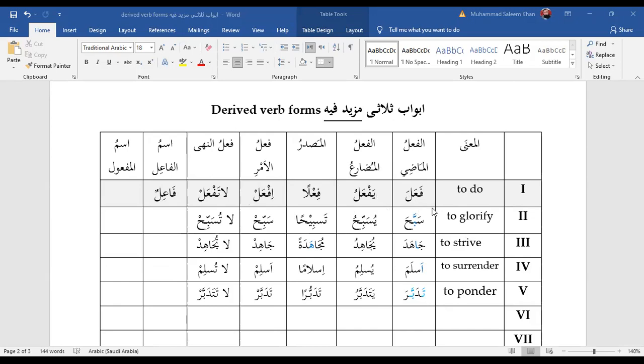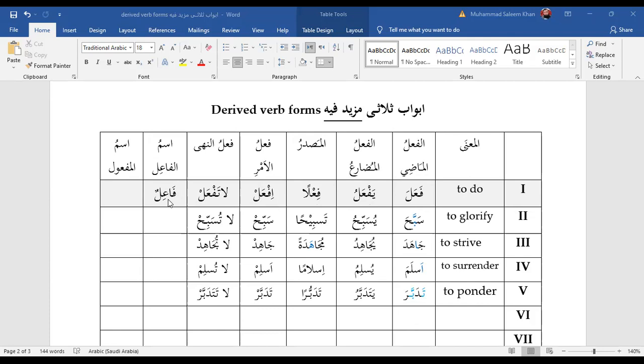Okay, so first let's go through one by one. Fa'ala yaf'alu fi'lan, and fi'l al-amr if'al, wa fi'l al-nahi la taf'al. And ismul fa'il, it's not fa'il, it's ismul fa'il. Because fa'il means doer, and doer is used when it comes with the verb. And the doer can be anyone.